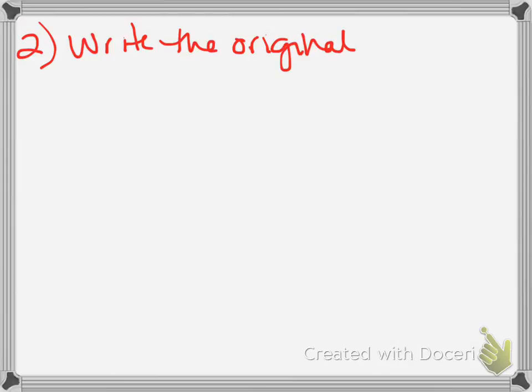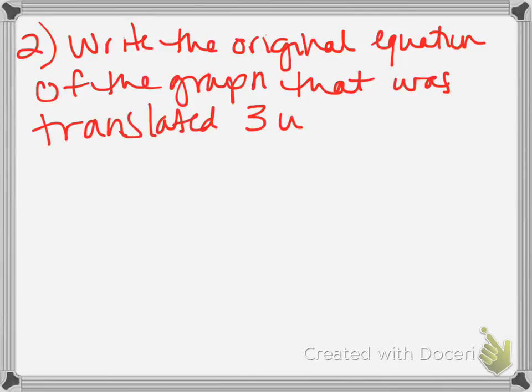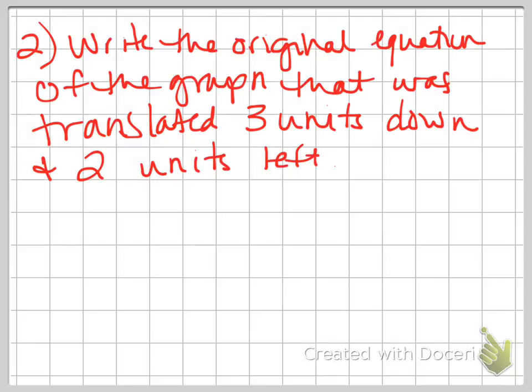And then I just have one more problem. And so this is: write the original equation of the graph that was translated 3 units down and 2 units left. Okay, so let me put a graph here.